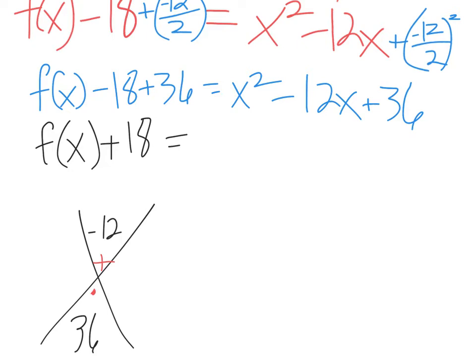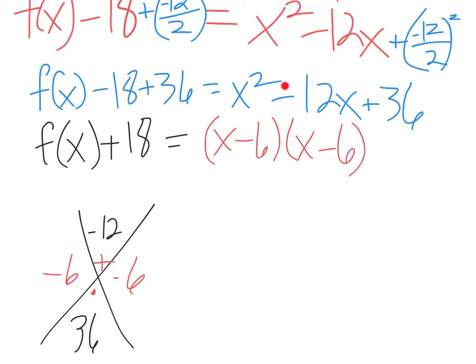And that's going to be negative 6 and negative 6, because negative 6 plus negative 6 is negative 12, and negative 6 times negative 6 is positive 36. So I then write x minus 6 times x minus 6, because that would be x squared minus 12x plus 36 in factored form. But of course, if you have the same binomial repeating itself, like x minus 6 times x minus 6, you don't have to write that. You can just write x minus 6 squared, because anything times itself is squaring, right?